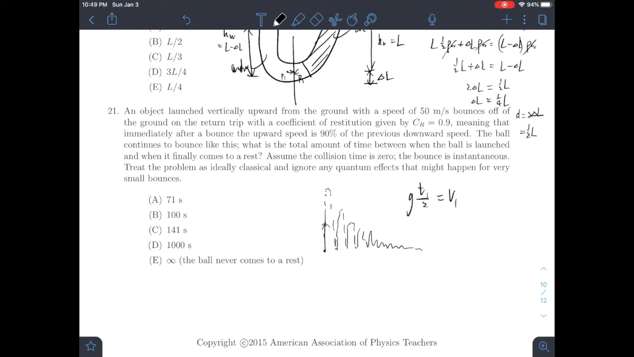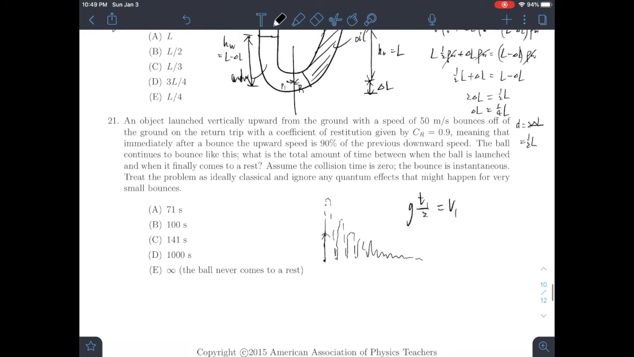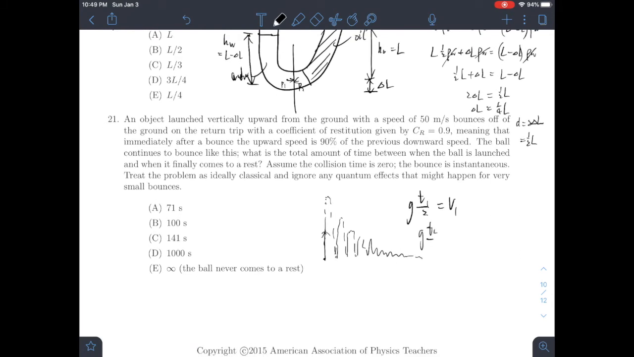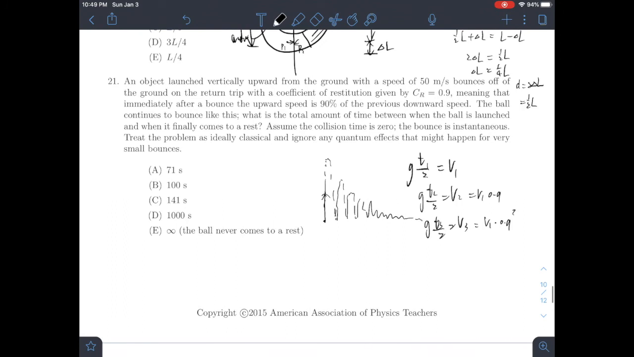But we know an infinite sequence can still sum up to a finite value, as in Calculus BC, remember? Okay, so we know t1 is half the period, the time it takes for the acceleration to decrease the velocity to 0. Then we can use that equation to know that g times t1 over 2 is equal to v1, g times t2 over 2 is equal to v2, g times t3 over 2 is equal to v3. Then v2 is equal to v1 times 0.9, v3 is equal to v1 times 0.9 squared.